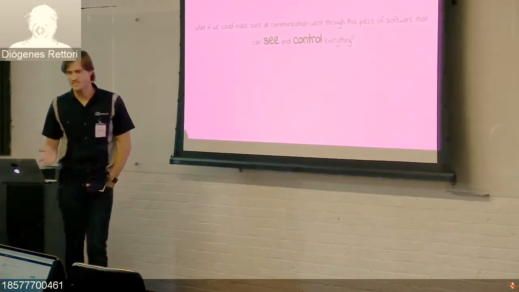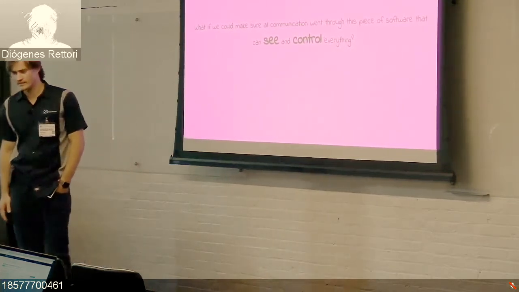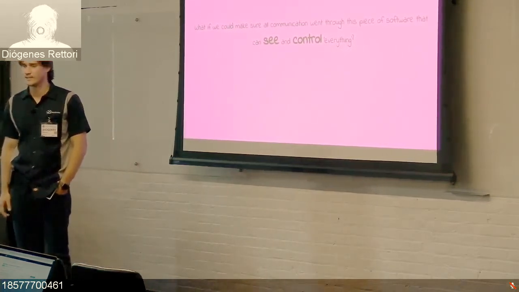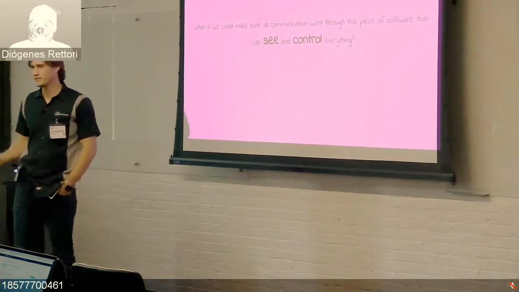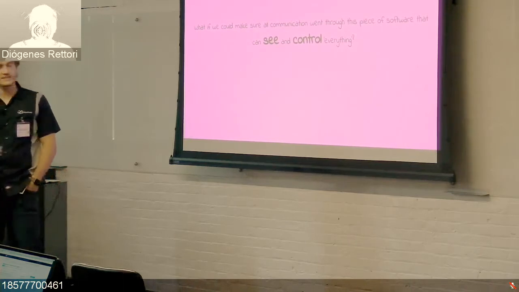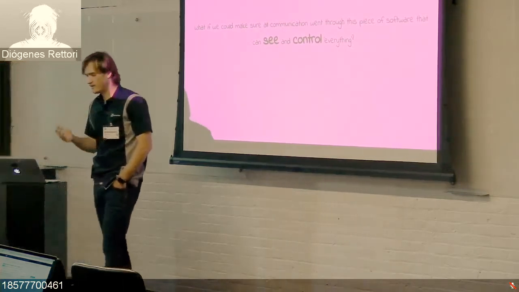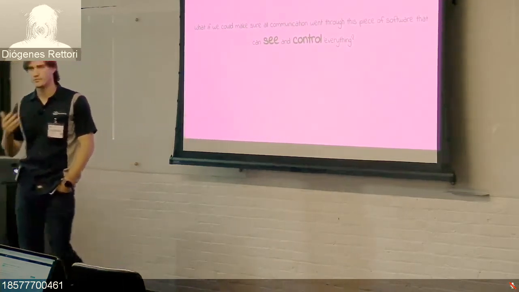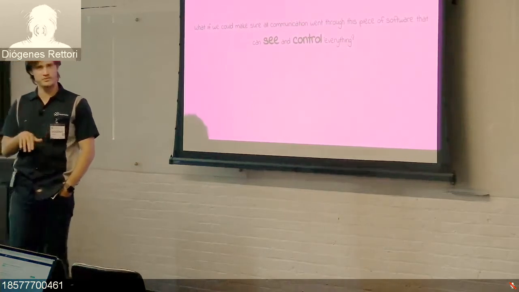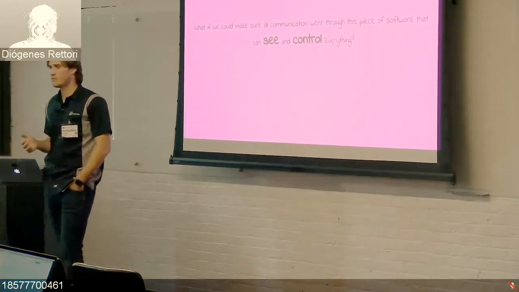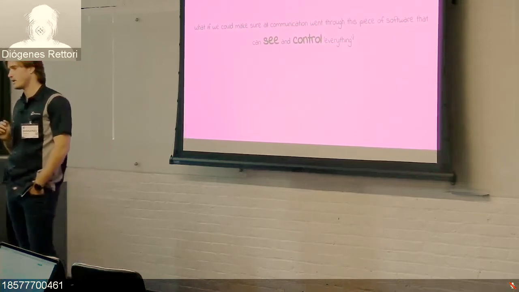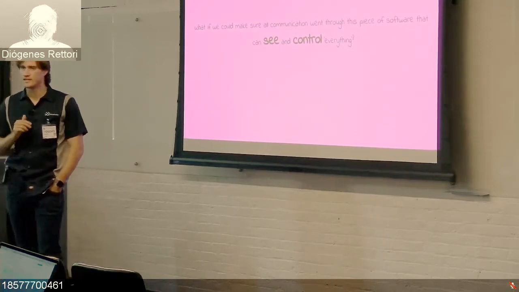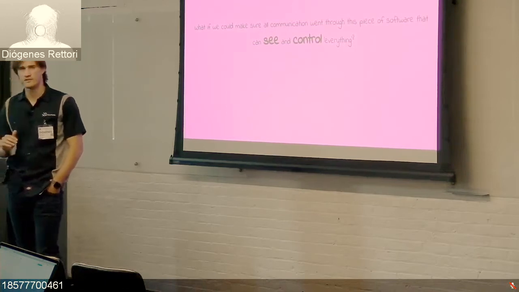And then Envoy enters, and you have people that actively participate in this. You could make sure all communication went through this piece of software that can see and control everything. If you have not seen Matt Klein's presentation explaining what Envoy is, I really recommend it. It was on the event managed by Richard from DataWire. It's a 1-hour session that I believe everybody should see. It explains the rationale behind Envoy.